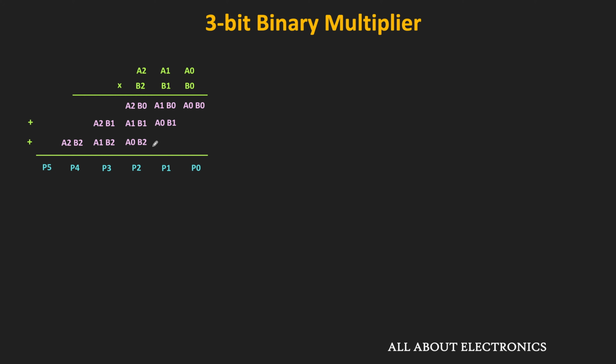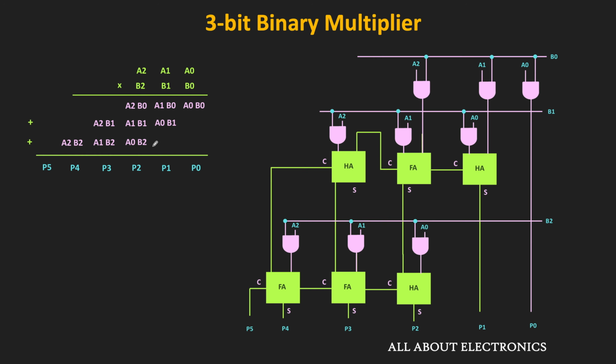So we can generate all these partial products with the help of the AND gate. And as you can see, the final output after the multiplication is of 6 bits, where this P0 represents the LSB while the P5 represents the MSB. So here, this P0 is equal to A0 dot B0. That means the output of this first AND gate represents the P0.